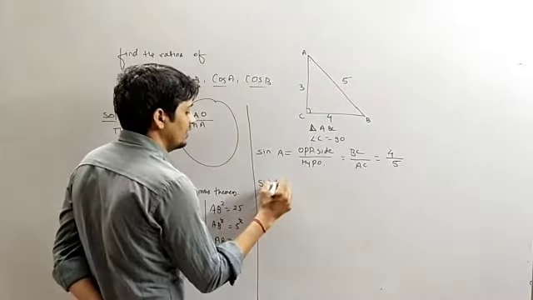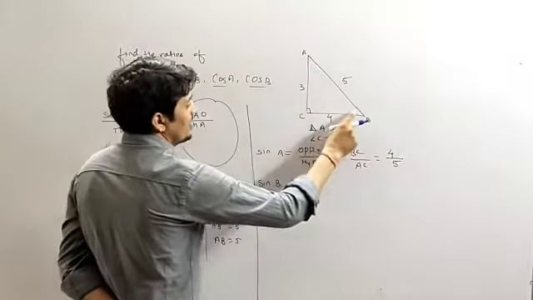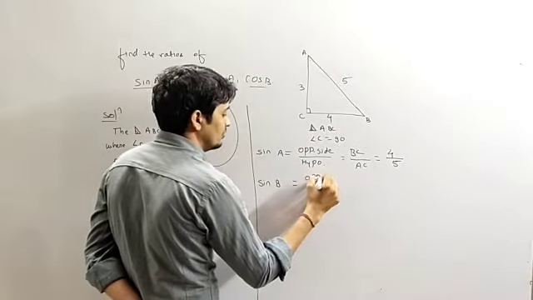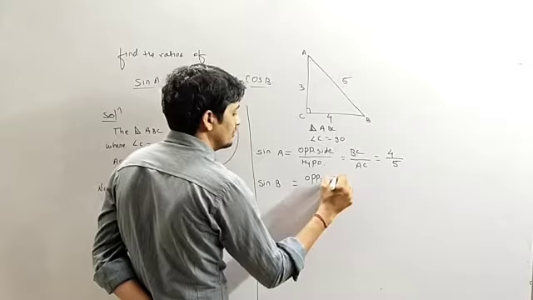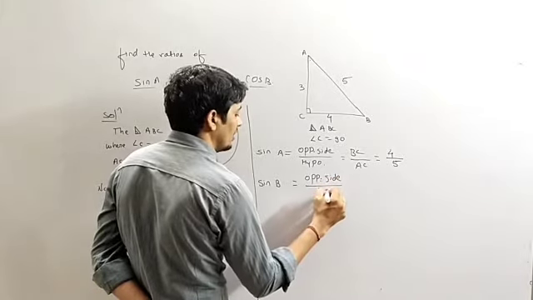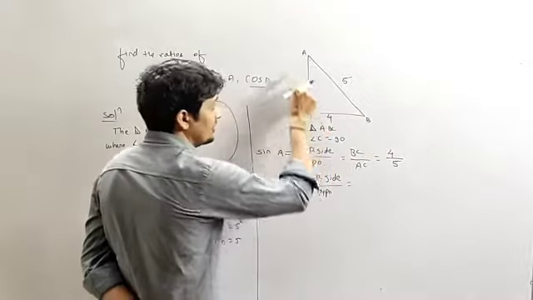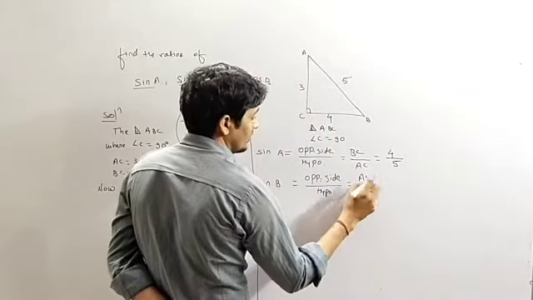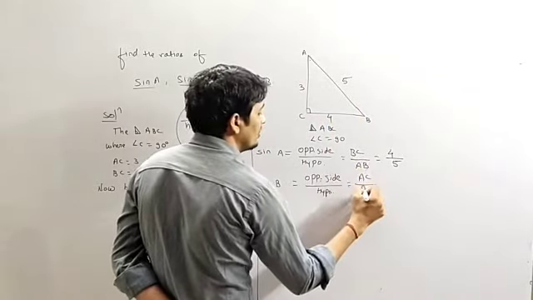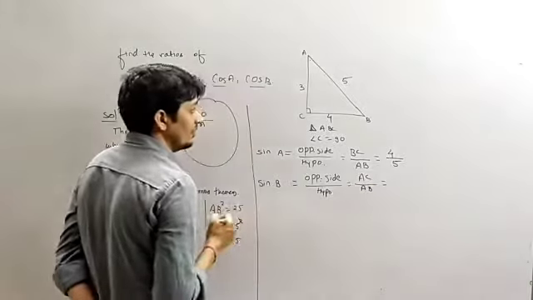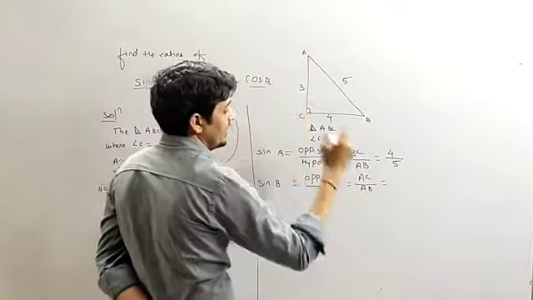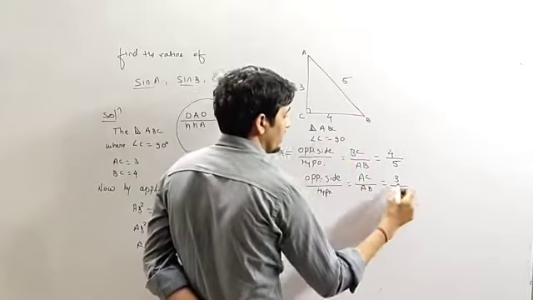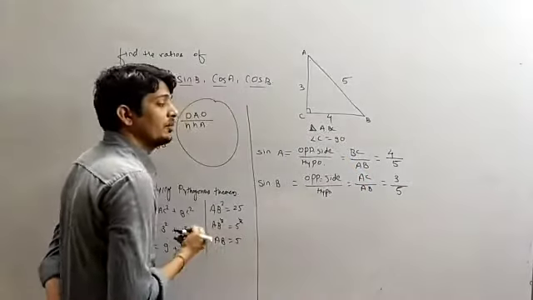Then for sine B, that means this angle. For this angle, the opposite side will be AC, and sine is opposite side divided by hypotenuse. So we write AC divided by AB. AC is 3, and hypotenuse AB is 5. So sine B equals 3 divided by 5.